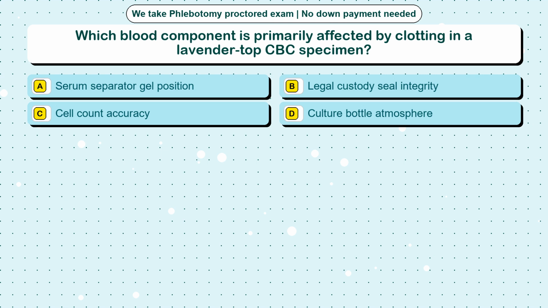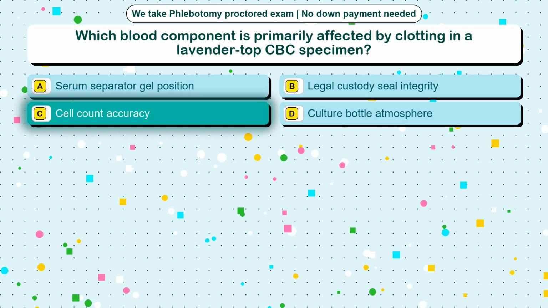Question 41. Which blood component is primarily affected by clotting in a lavender top CBC specimen? Option A. Serum separator gel position. Option B. Legal custody seal integrity. Option C. Cell count accuracy. Option D. Culture bottle atmosphere.